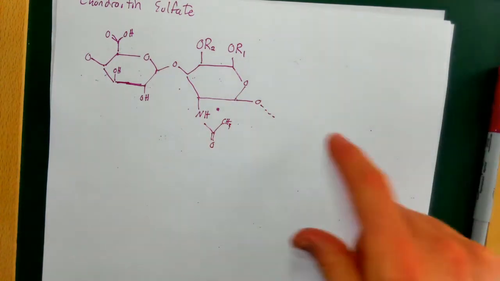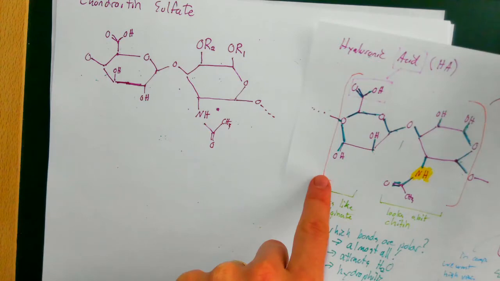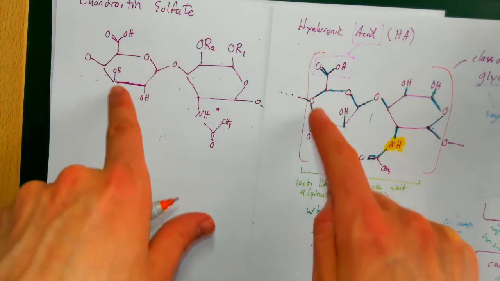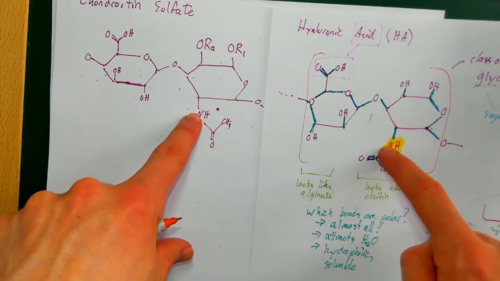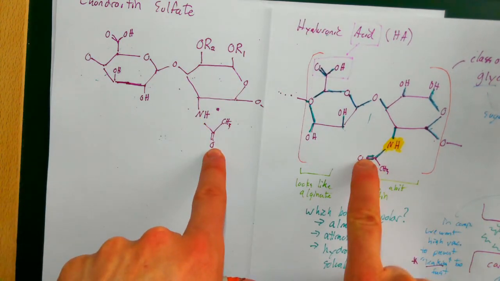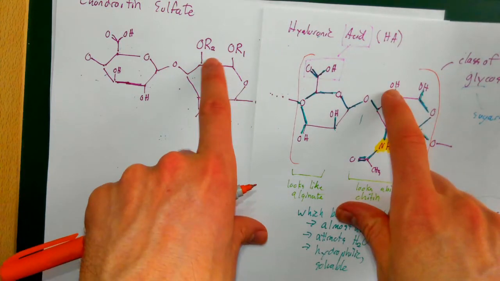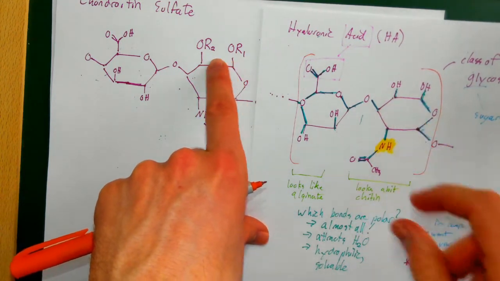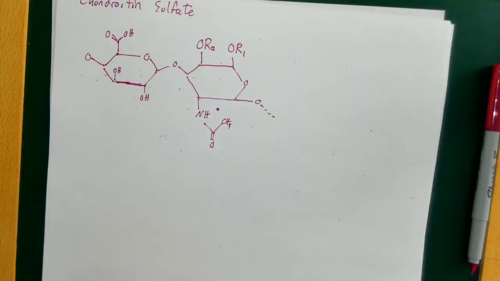So in a way, this looks pretty similar to hyaluronic acid. This side over here looks pretty much the same. This side over here looks pretty similar in that there's this NH, double bonded oxygen, CH3 motif down here. The structure is pretty similar, only instead of two OH groups here, we have OR1 and OR2.